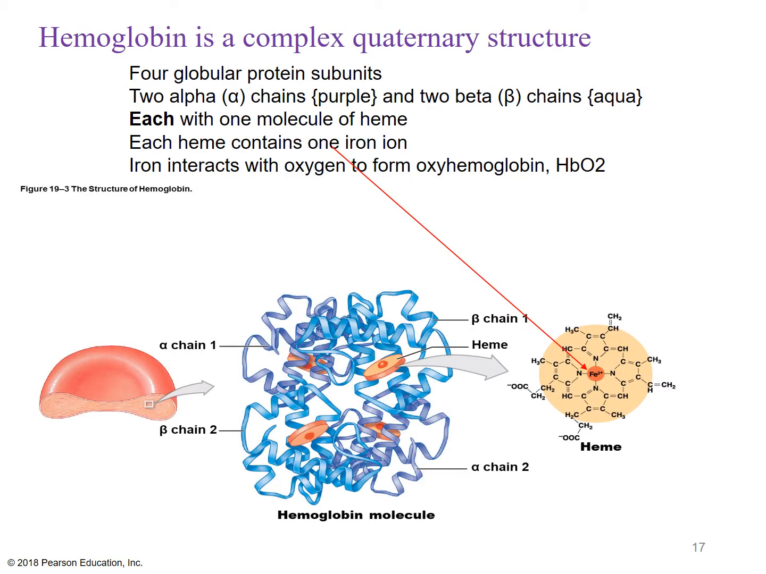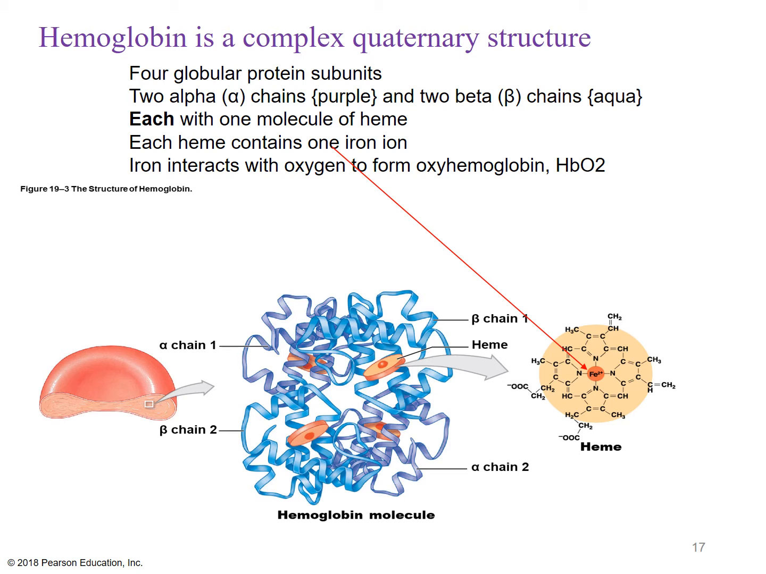When we're looking at hemoglobin, this is a protein, and so we will call this a quaternary structure, quat meaning 4. So you have 4 globular protein subunits. You have 2 alpha chains, which you can see in purple, and 2 beta chains, which you can see in blue. So each comes with 1 molecule of heme, which you see in red. It's the little red circle. And each heme contains 1 iron ion. So you see the arrow pointing to the iron within the center of the heme.